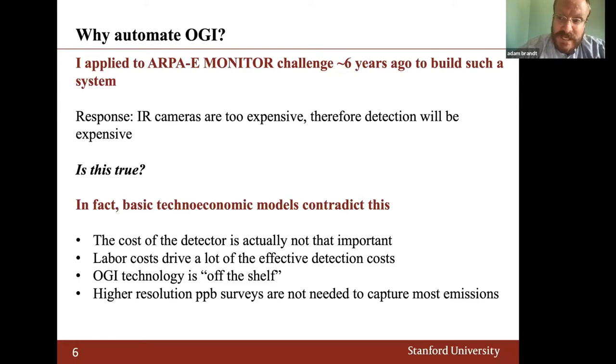And so there's a big distinction between how much a detector costs, my camera's expensive, right? And how much the actual detection event or the detection efficiency costs. And so I don't actually think that's true. And in fact, techno-economic models show that the cost of the detector is actually not that important and labor costs drive a lot of the costs. Another benefit of this, and one of the reasons I proposed this, is that we had an IR camera.